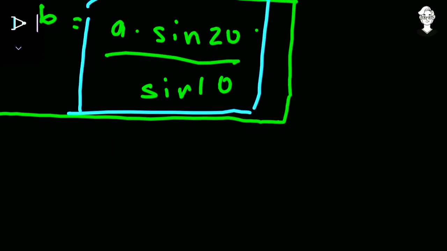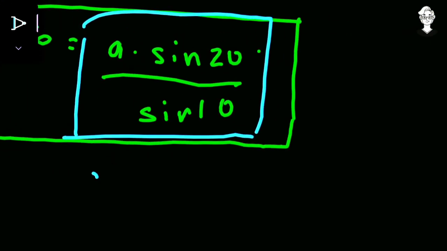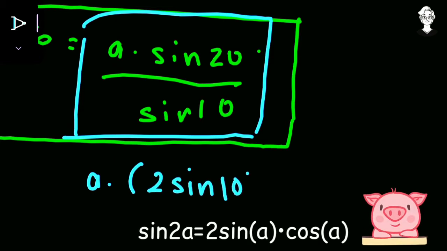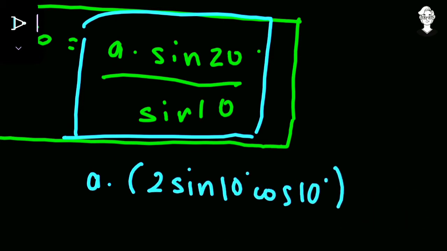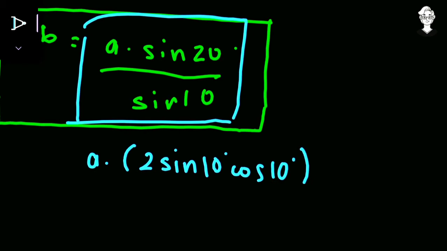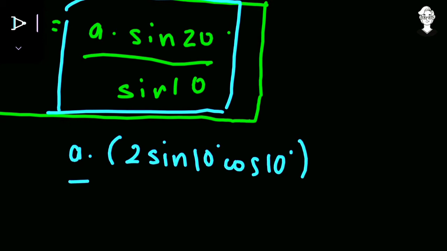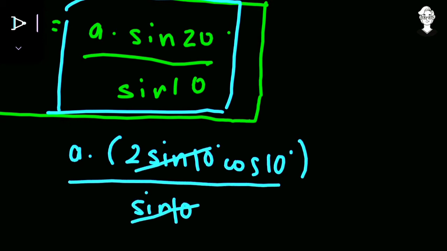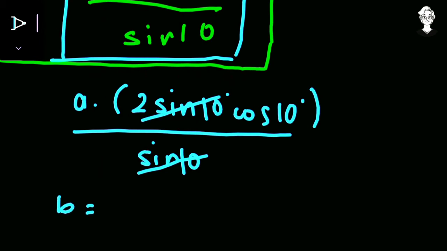According to trigonometry, sine of 20 degrees is nothing but 2 times sine of 10 degrees into cos of 10 degrees. It's the identity that sine of 2 times alpha is 2 times sine alpha cos alpha. So because of that, sine of 10 degrees and sine of 10 degrees got cancelled out, and we get that B is A into 2 times cos of 10 degrees.